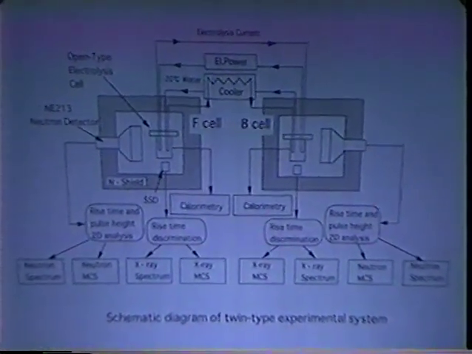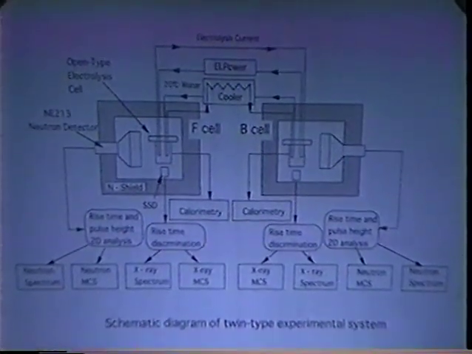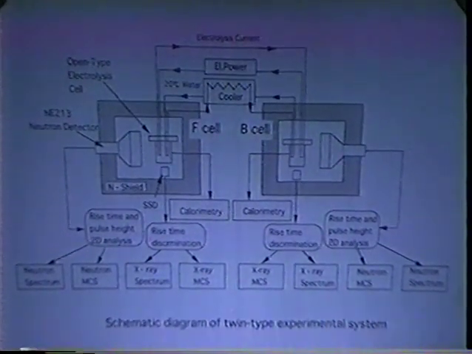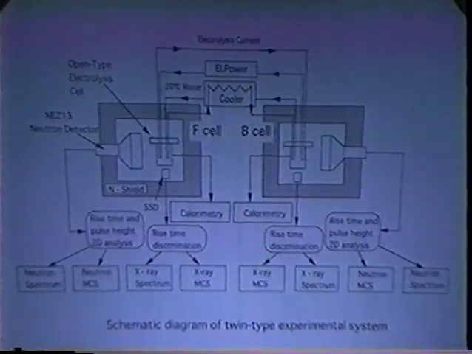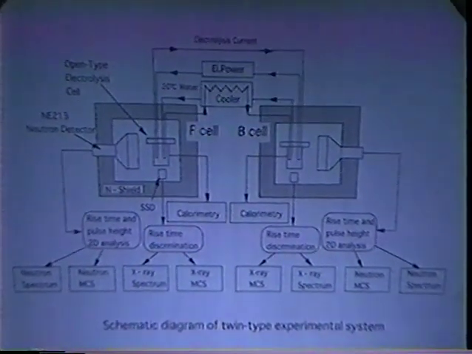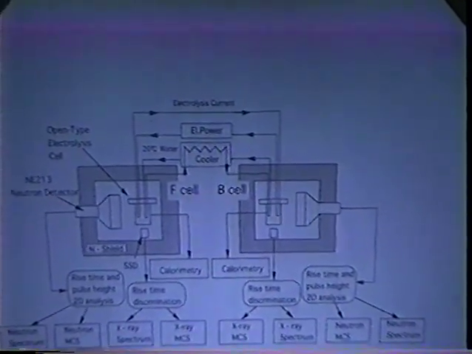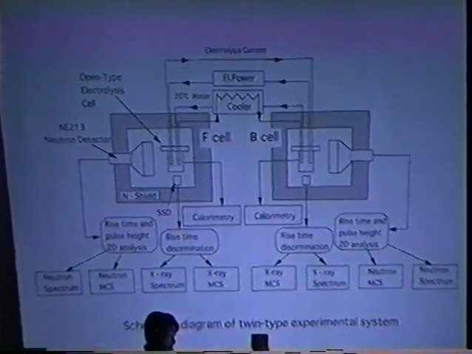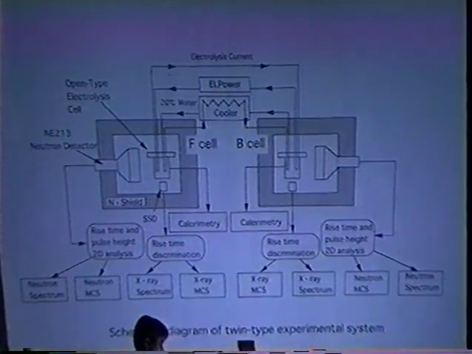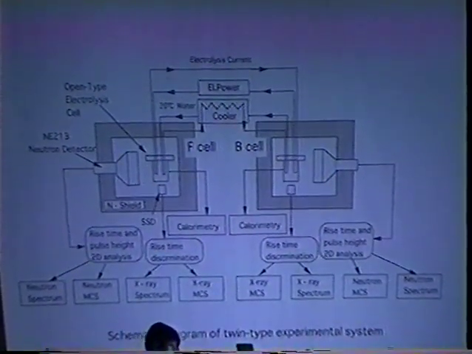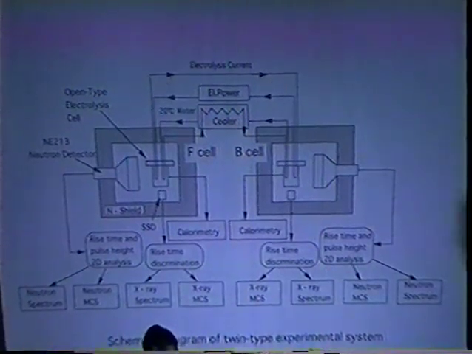The advantage of this twin experimental system is that simultaneous events happening in both cells could be rejected as noises. Using this system, accurate comparative experiments of cold fusion can be performed. The system includes two open-type electrolysis cells called the F cell and B cell, two X-ray spectroscopy systems using cadmium telluride detectors, and two fast neutron spectroscopy systems with NE213 detectors. One power supply is connected to the cells in series and supplies the same electric current. The coolant flow was connected to the cells also in series.